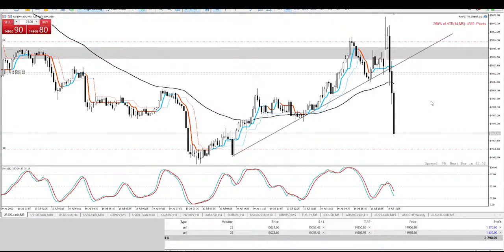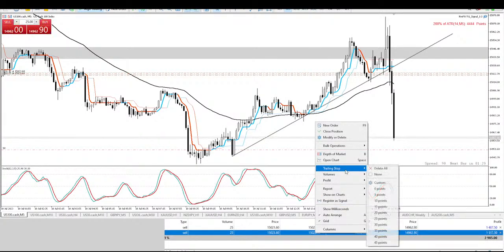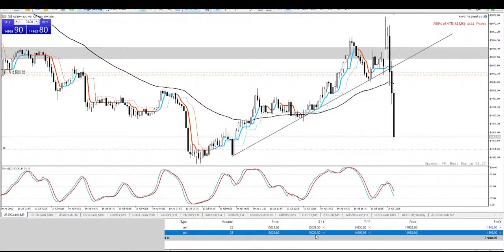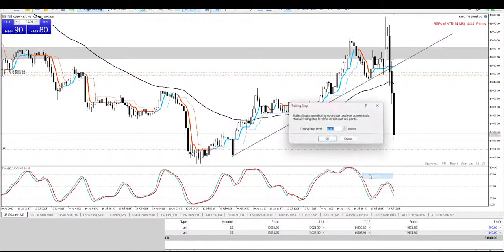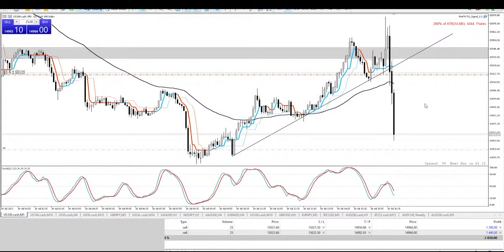I'm just updating the Telegram group with the new stop loss that I moved there. Okay, so one of my stop losses already triggered. Let's see here. Why is the other one not moving? Okay, it moved.